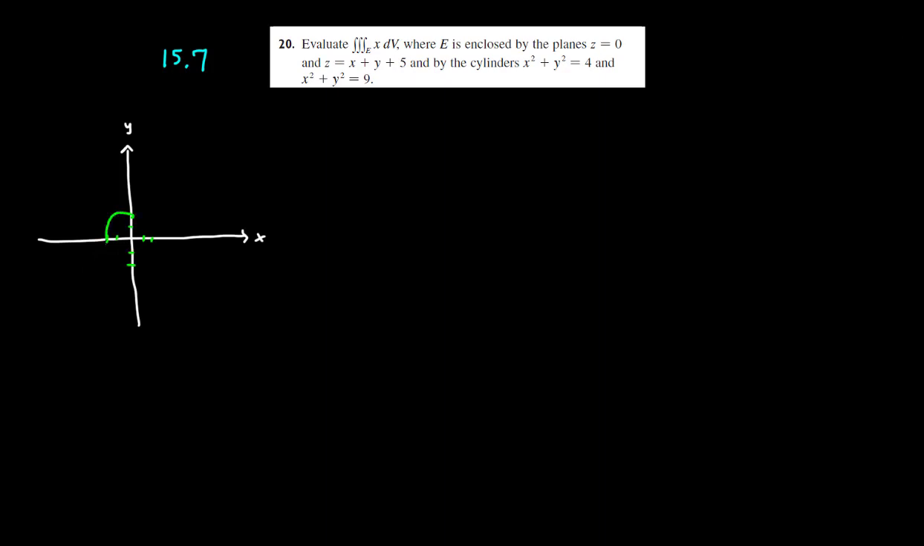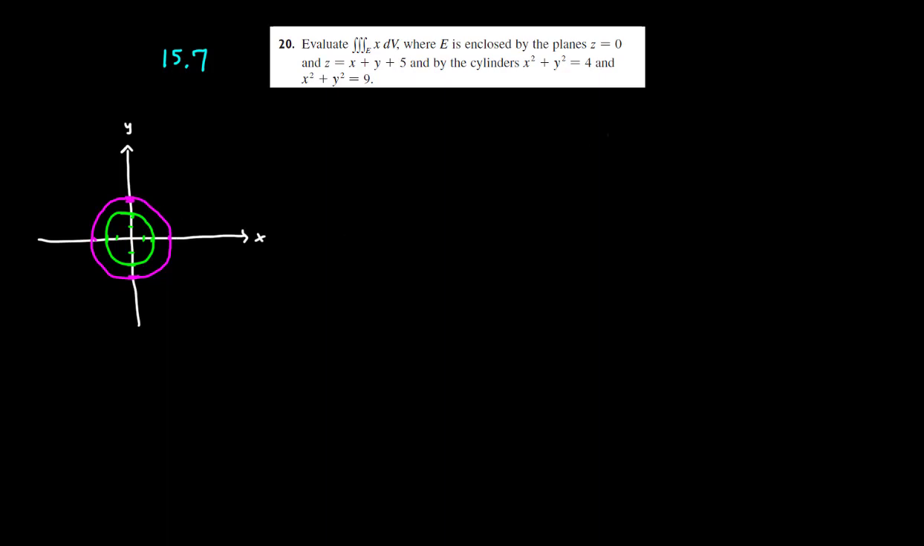And this cylinder has rulings parallel to the z, so this tunnel is going to be coming out at you and back into the computer screen. The other cylinder is one with a radius of 3. Same deal, rulings parallel to the z. So this is what it looks like on the Cartesian plane.